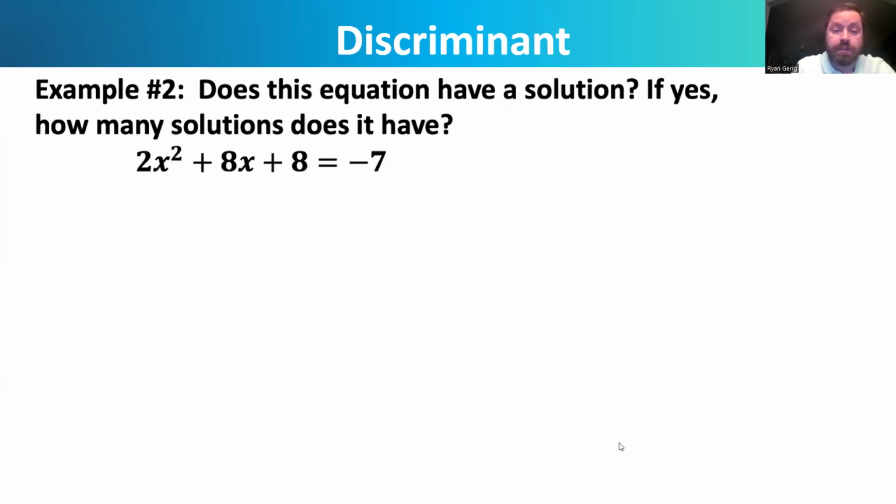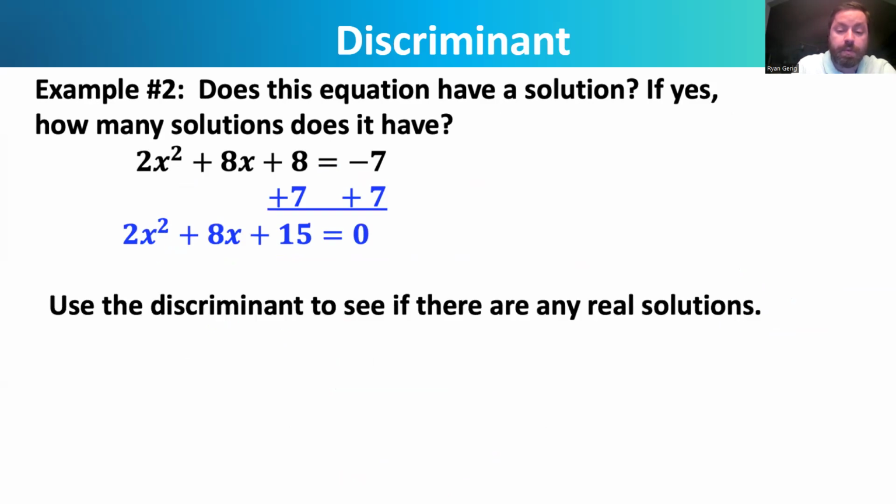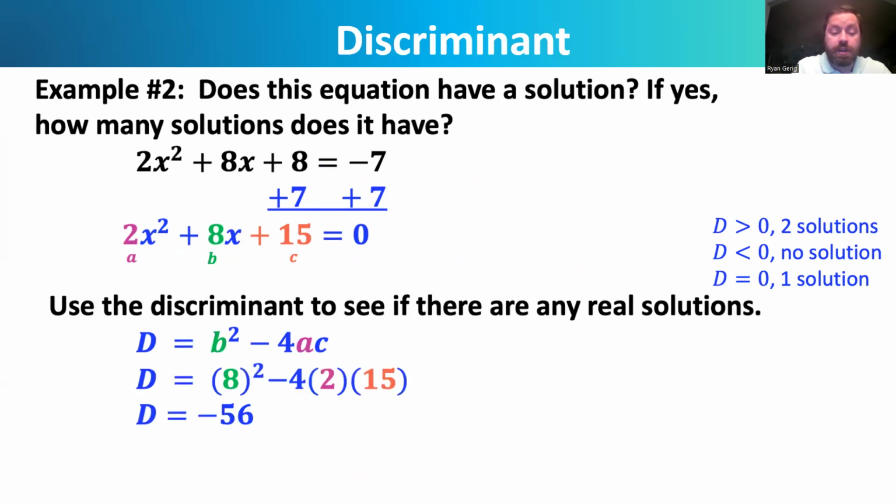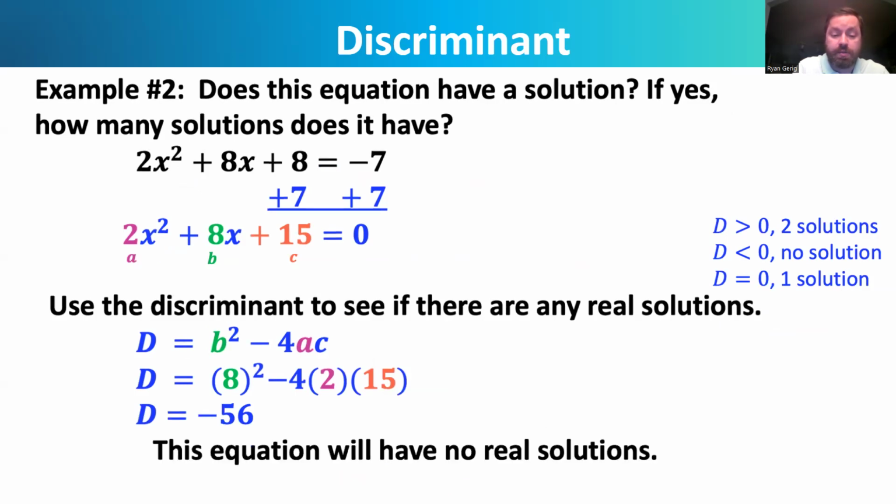Okay. Does this equation have a solution? If yes, how many? So first thing I want to do is add 7. 8 plus 7 is 15. Now I'm equal to 0. We're going to use the discriminant. Little reminder. A is 2, B is 8, C is 15. Plug them in. 8 squared minus 4 times 2 times 15. If you plug it in, you should get negative 56. That's a negative number under the radical, which means this will have no real solutions. Again, this is not one of the solutions.